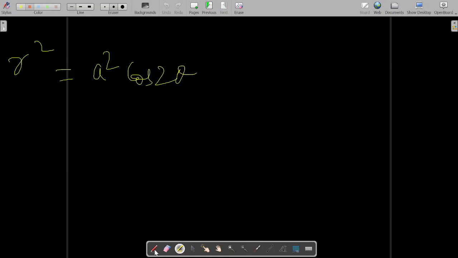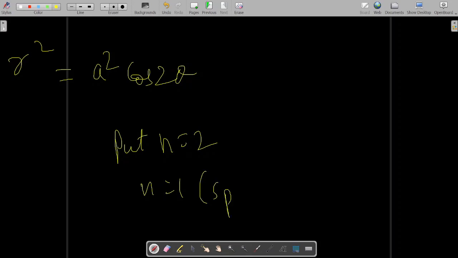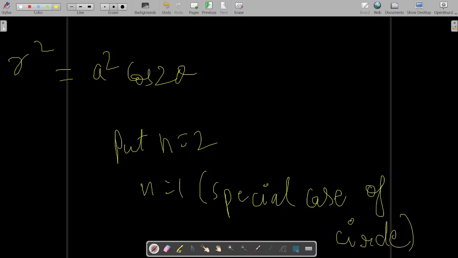So put n equal to 2 simply. But when n is equal to 1, it is a special case, a special case of the circle. So let's see another question now.